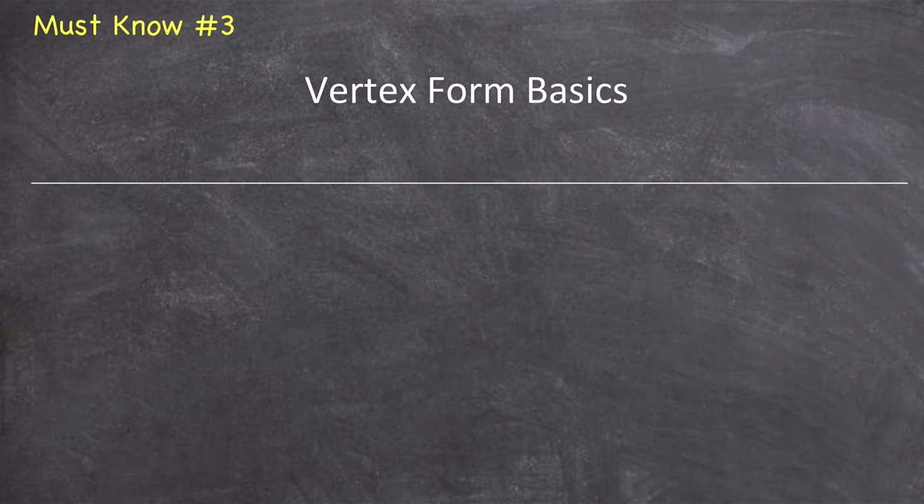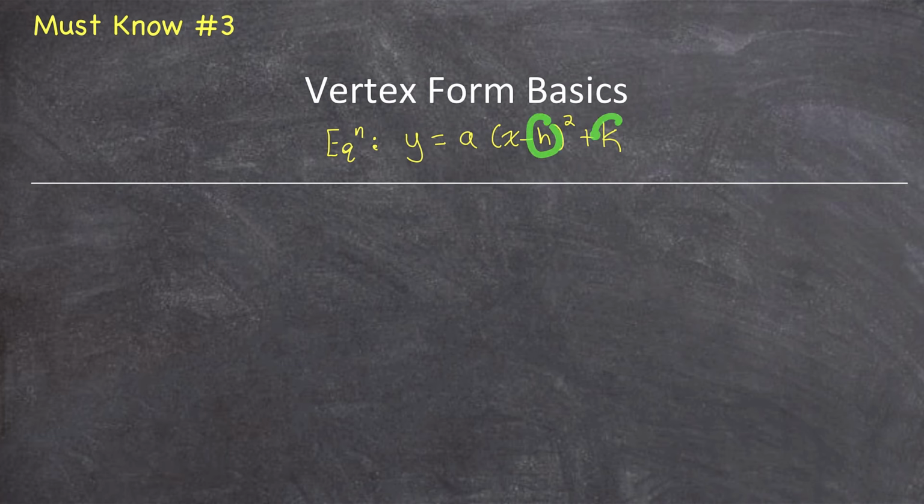Must know number 3, vertex form basics. There's another format that the equation of a quadratic relationship can be written in. It's called vertex form, and it looks like this: y equals a times x minus h squared plus k. The important thing to know about this format of a quadratic equation is that the h and k values tell you the coordinates of the vertex.